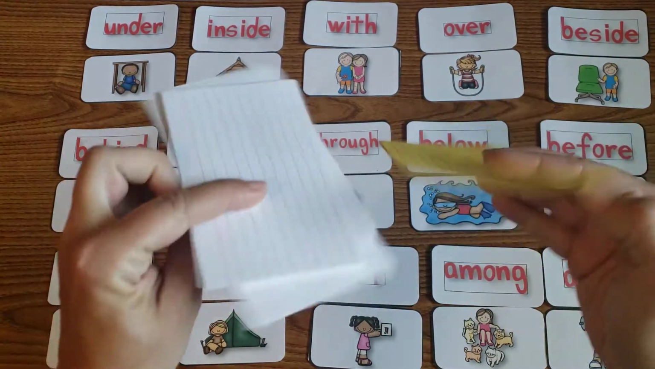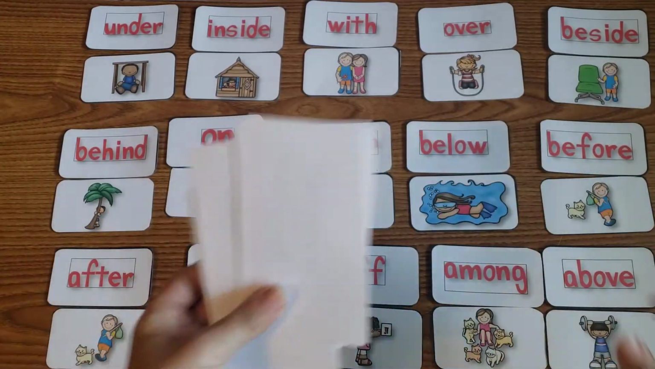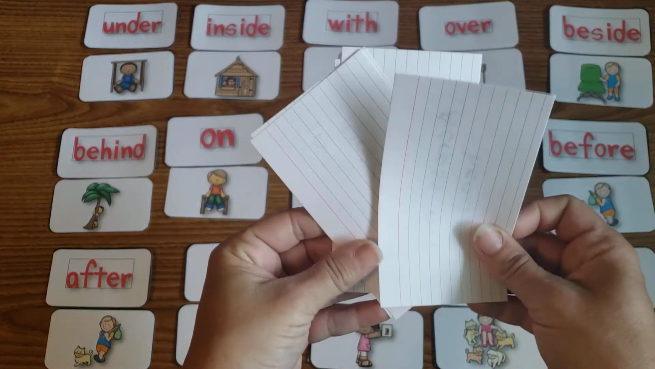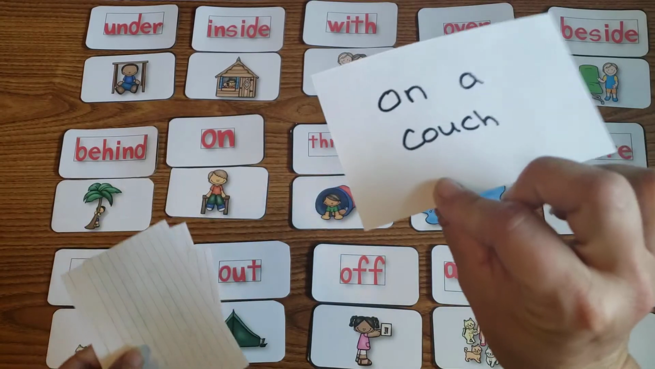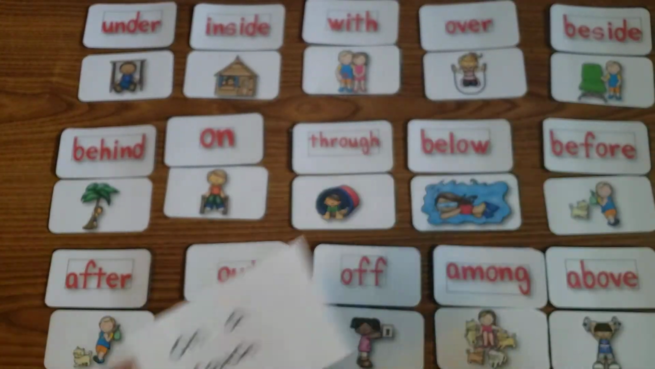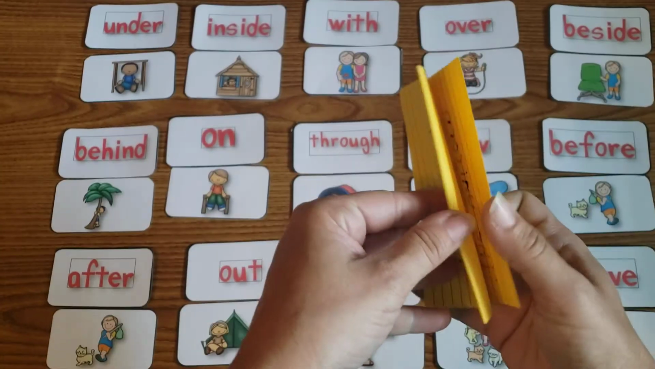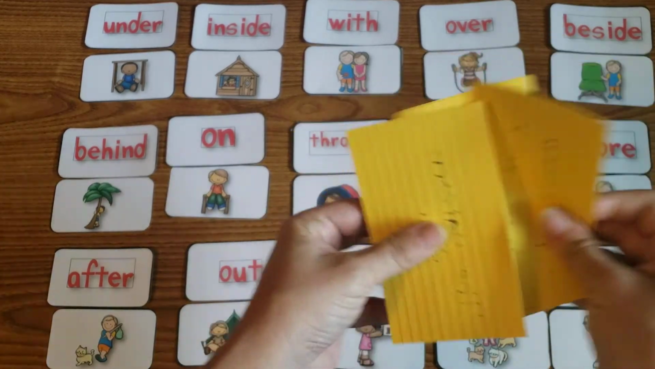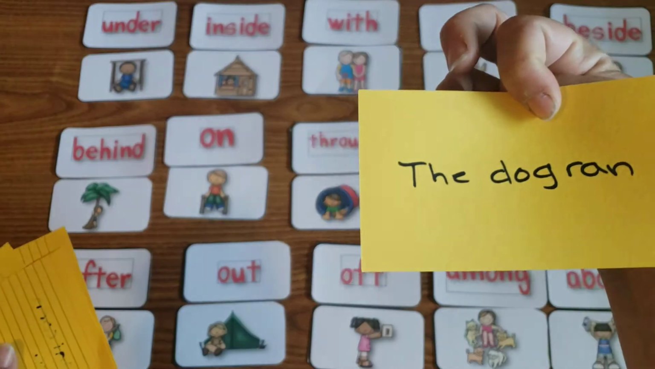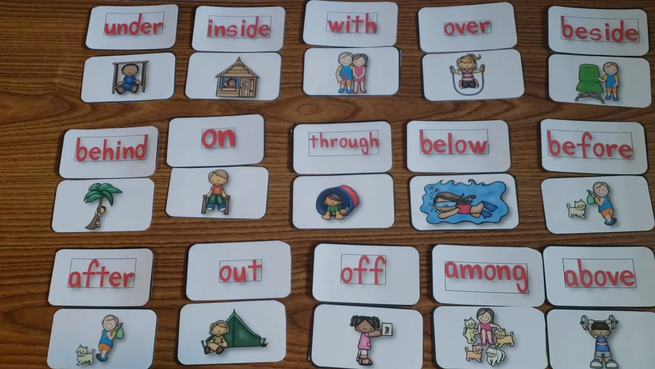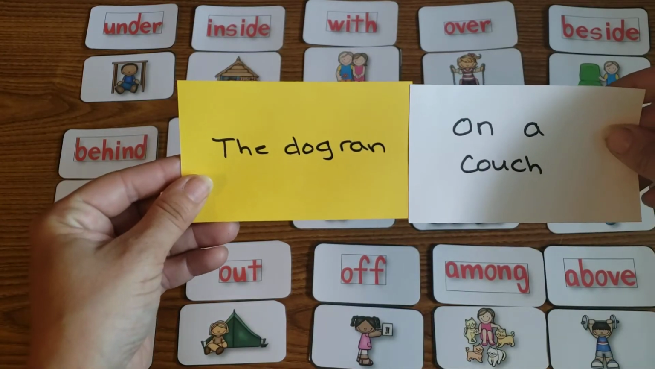And what I'm going to do is I'm going to mix up these ones, my prepositional phrases, and I'm just going to pick one. On a couch. That's what I got. And let's see what's going on. Which one of these I'm going to get. The dog ran. So my sentence now says, the dog ran on a couch.